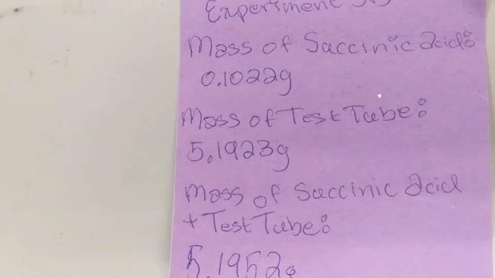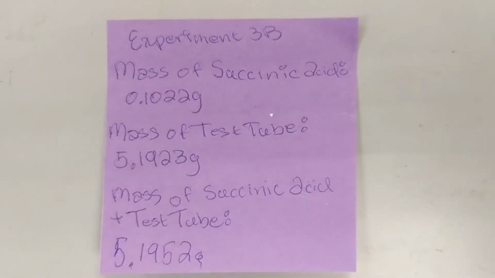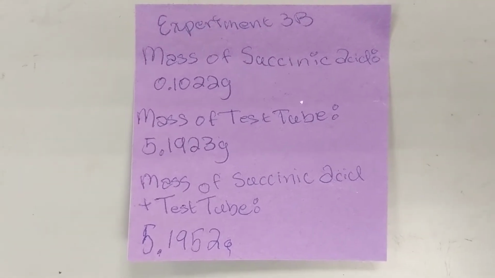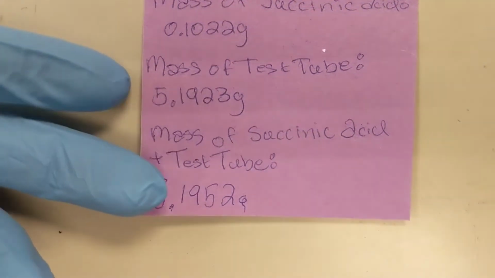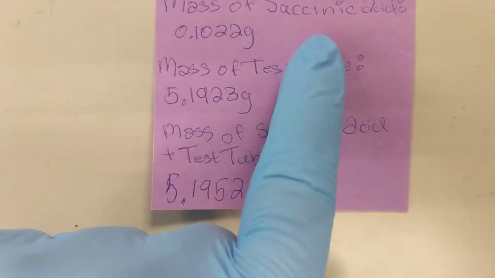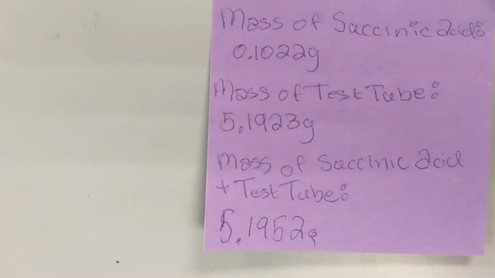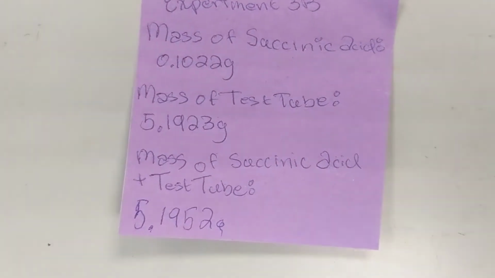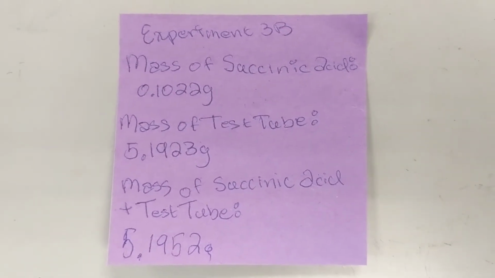Alright, this is experiment 3B. This is your data that you need. As you can see, it doesn't look like we pulled out any succinic acid in the methylene chloride, which theoretically is expected. Alright, let's move on to experiment 3C.